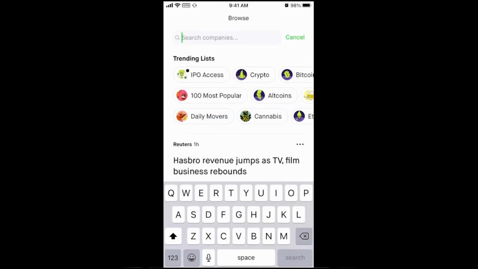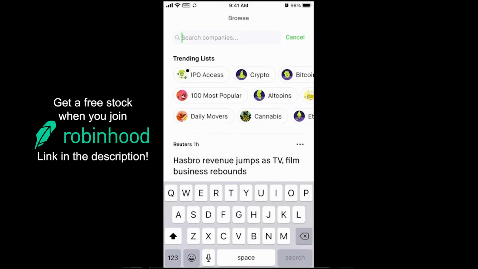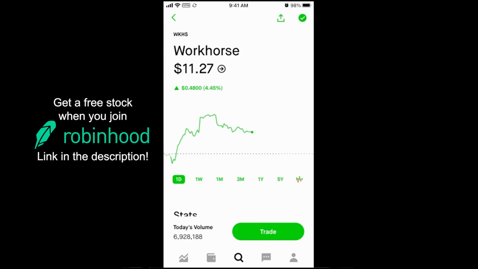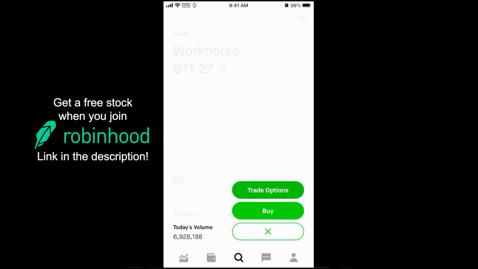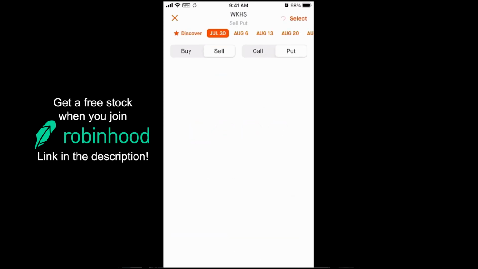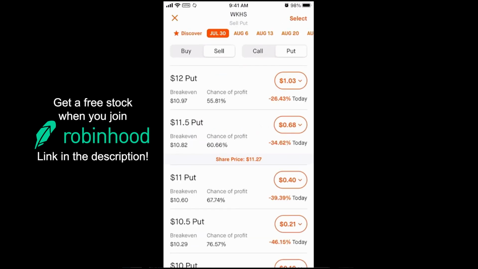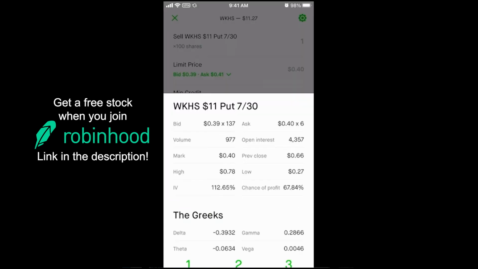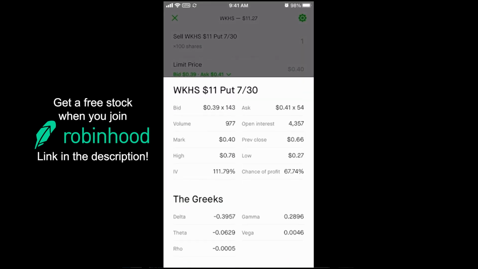So I also want to show you how you can do it on your phone. So I'm opening up the search on Robinhood, type in Workhorse, tap Workhorse, go to trade, trade options, and then I'm just going to select the same strike price that we were looking at on the desktop, July 30th, selling a put and the $11 put. I tap on this. And then I can look under limit price and simply tap that, and you can see the Greeks at the bottom.